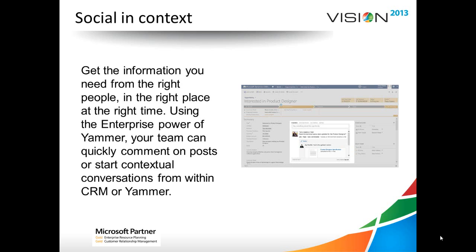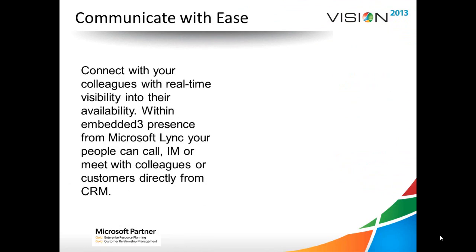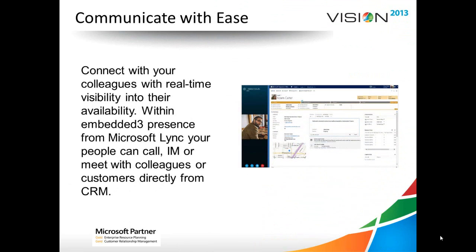The idea is that we need to be able to communicate with colleagues in real time and have visibility into their availability. Within Link, we can call, we can IM, or meet with colleagues directly from CRM. We have two flavors of CRM.